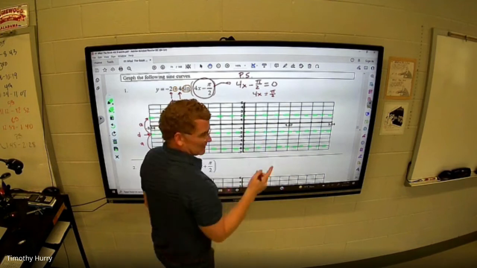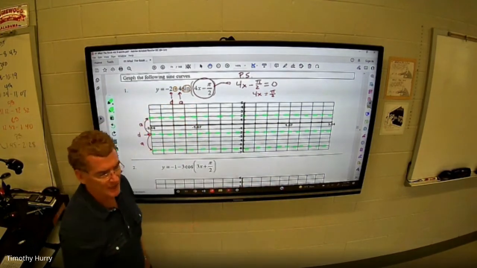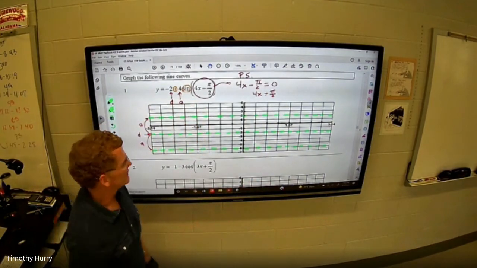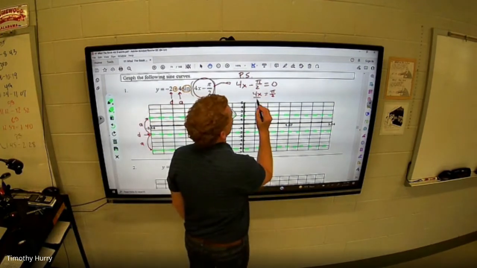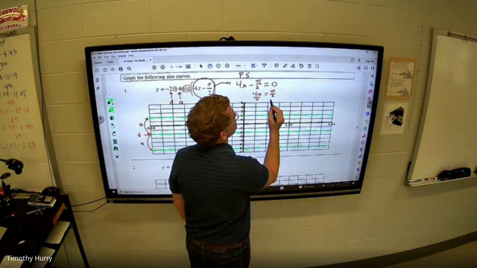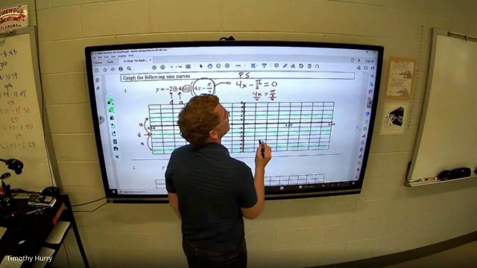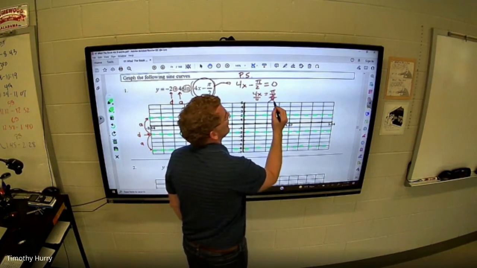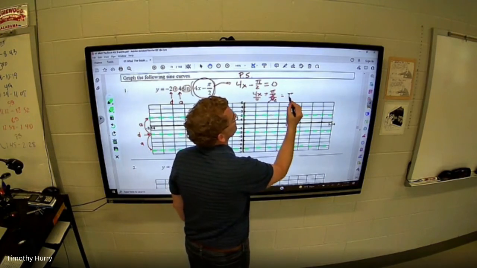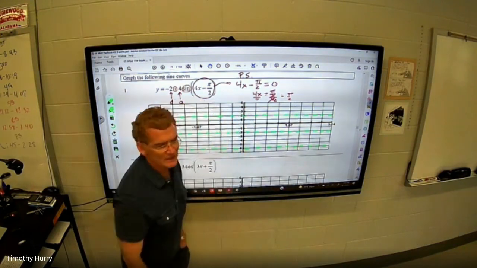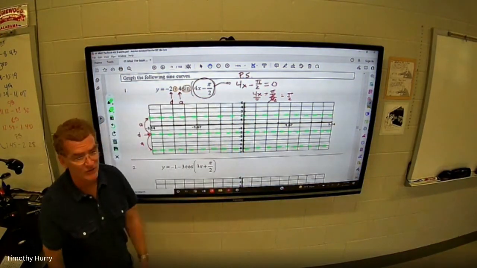Now, let me show you what people do wrongly here. It happens all the time, and it messes up their graph. They come over here and they go, all right, I got to divide by a 4. This is wrong, but just watch. If I divide by a 4, that 2 cancels with that 4 and gives me pi over 2. And then they just totally miss this. It is not pi over 2, it's pi over 8.